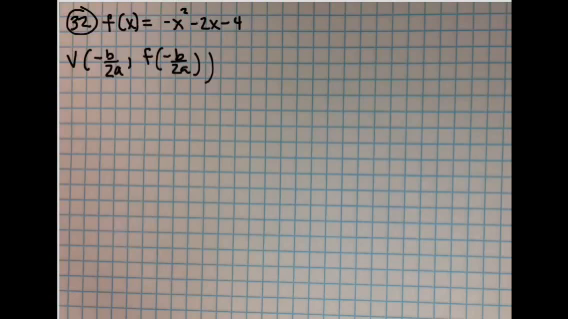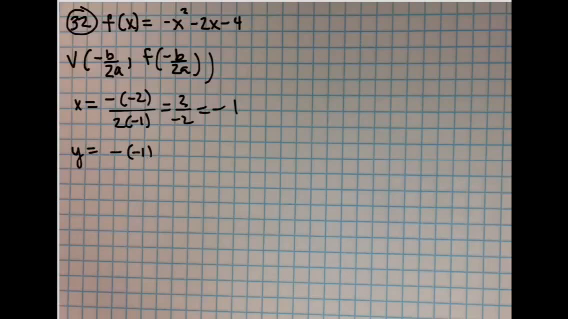Alright, so for 32, you see it's a quadratic, so you know it's a parabola, so it has a vertex. So we can find the vertex by using negative b over 2a for the x coordinate. So that would be negative b, which would be minus negative 2, over 2 times negative 1. So that would be 2 over negative 2, which is negative 1. For the y coordinate, we just replace the x's with negative 1. So that would be minus negative 1 squared minus 2 times negative 1 minus 4. So this is negative 1, positive 2, minus 4. So that would give you negative 3. So the vertex is negative 1, negative 3.